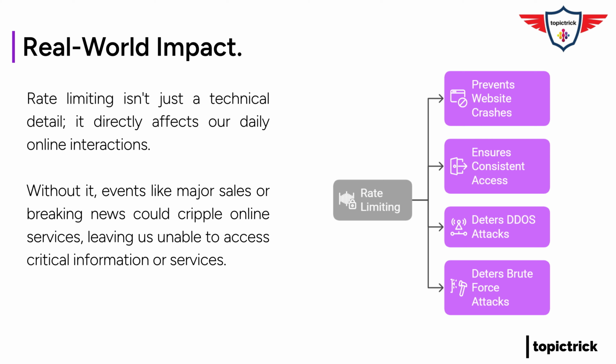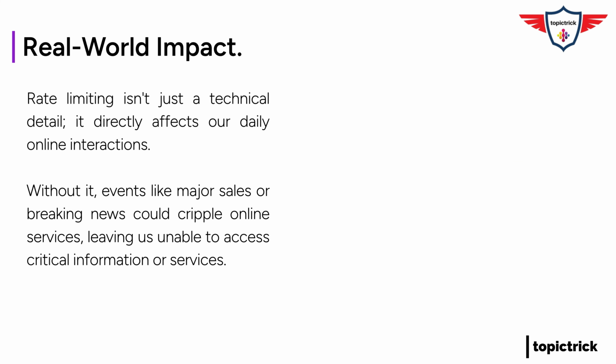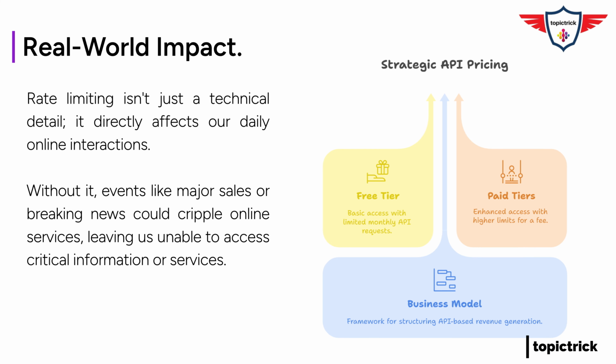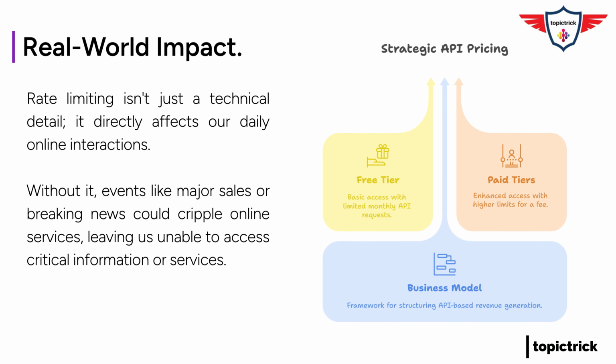Yeah, exactly. And there's another interesting side to it, monetization. Some APIs actually use rate limits to offer different tiers of service. So you might get a free tier with a certain number of requests per month, and then pay for higher tiers with higher limits if you need more. So it's a business model too. Pretty fascinating. Okay, so where is this all happening?